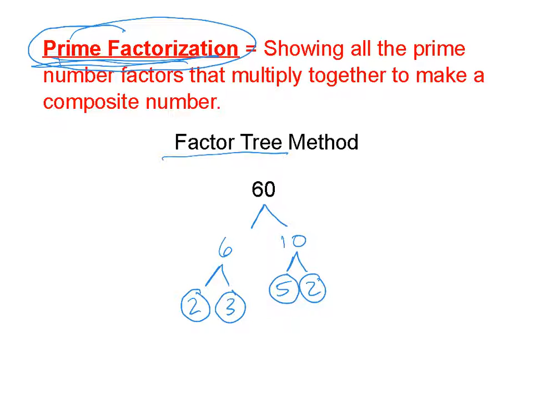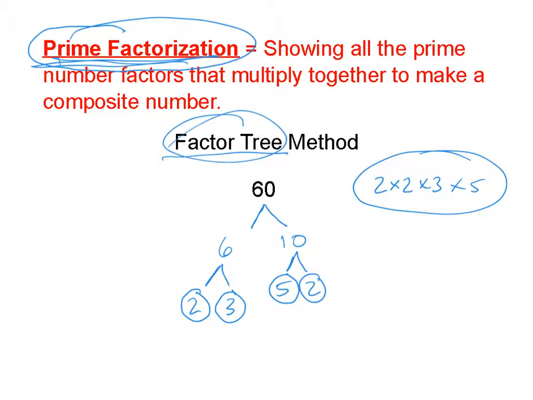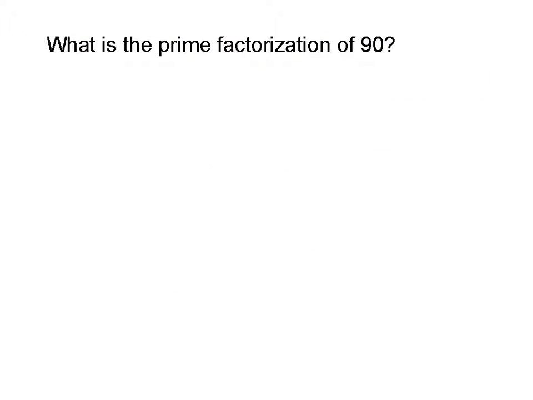So here's the prime factorization of 60. Put them in order: 2 times 2 times 3 times 5. There it is. Those are the prime numbers that multiply together to give us 60. And you can find them by making a factor tree, just like we did. So let's do another one.